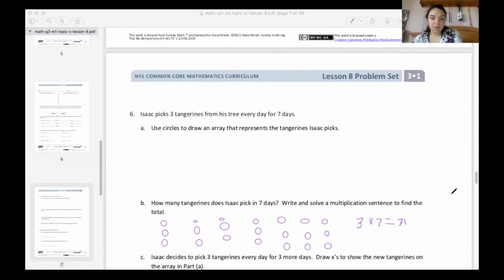So Isaac decides to pick 3 tangerines every day for 3 more days. Draw X's to show the new tangerines on the array in part A. So I am going to take my stamper and I'm going to add 3 more days worth of tangerines. I'm going to do it on the other side though because of our writing right here. So 1, 2, 3, 1, 2, 3, and 1, 2, 3. So this is what our new array looks like.